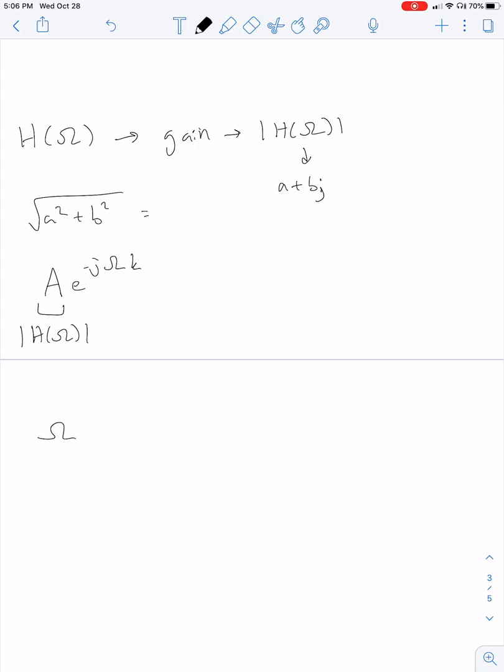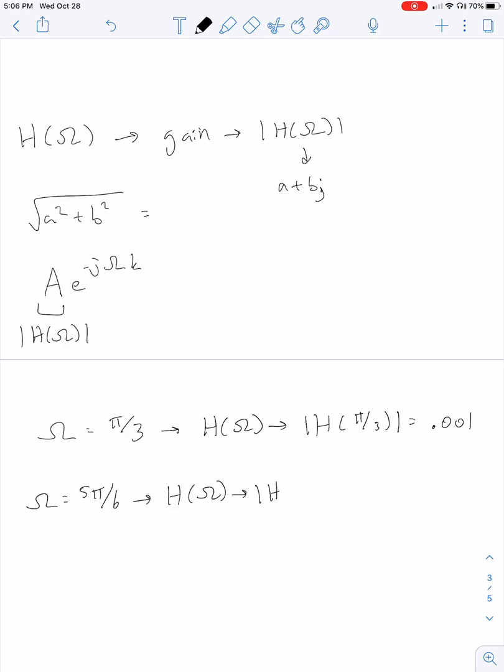So if I plug an omega, let's say equal to pi over 3, into H of omega, and I get a magnitude of H of pi over 3 to be like 0.001, nothing I send into this channel at a frequency of pi over 3 is really going to come out because it's going to be attenuated to such a small signal. Whereas if I have omega equals, say, 5 pi over 6, and I plug that into H of omega, and I get my magnitude at 5 over 6 pi equals 7, that means that any signal I send in at frequency 5 pi over 6 is going to be amplified 7 times.